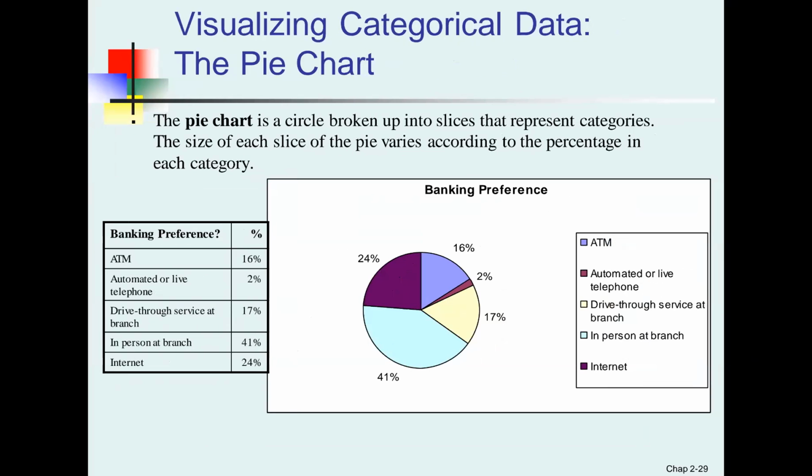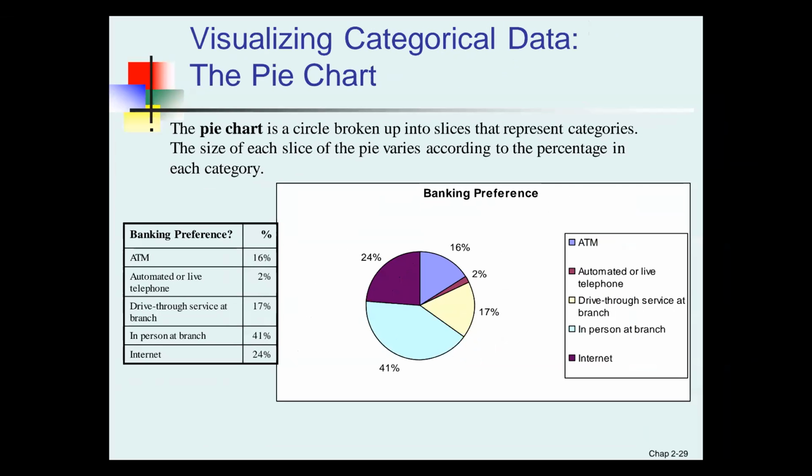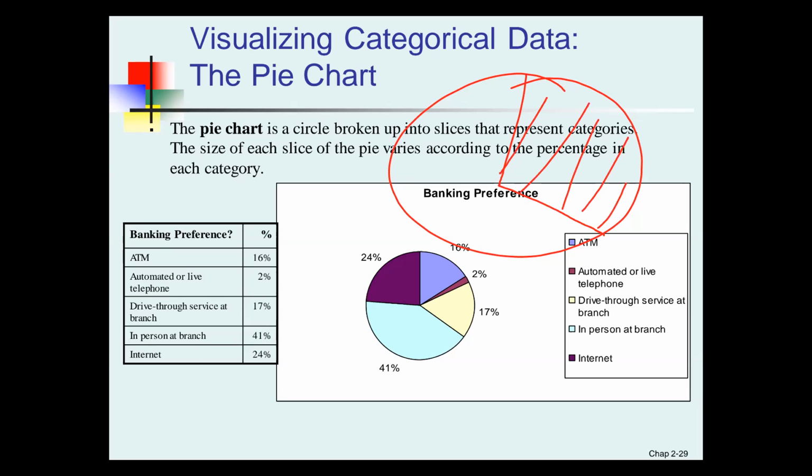So the pie charts are still the same thing, but what you're trying to do is that the largest percentage shall get the largest part of your pie chart, which is like a circle. For example, the largest part here is for people who bank in person at a branch. So that would be the biggest part of the pie chart. Then followed by the next one, the 24, that is internet. The internet slice will be a little bit smaller. You just divide them according to the sizes.